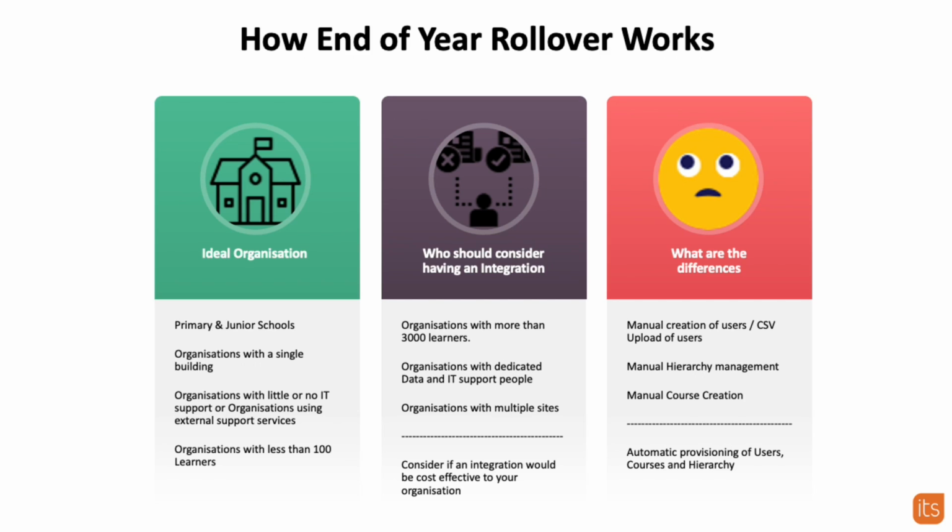So, the basic differences: manual versus integration. What we're doing here today is manually creating users or using a CSV file to upload users. We're going to manually handle the hierarchy management, which is basically a folder structure for our people to drop into, and manual creation of courses. Now, if it was an integration, you would get automatic provisioning of users, courses and hierarchy as well. That can be really good, it can save you a lot of time, but it can also be a bad thing because the hierarchy is then very strict. You're not able to play with it as much.